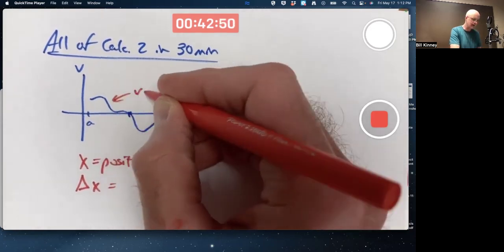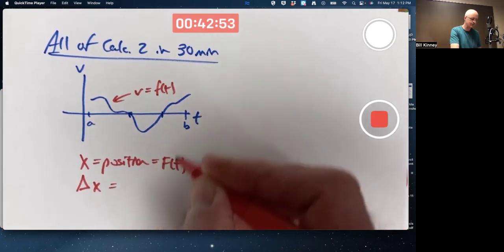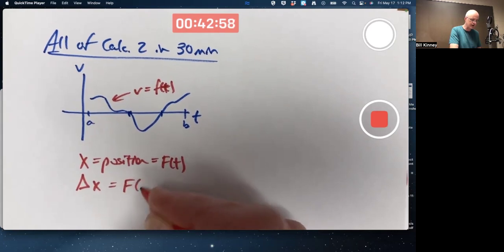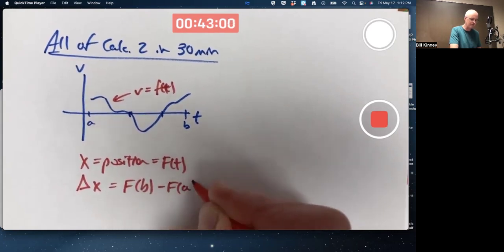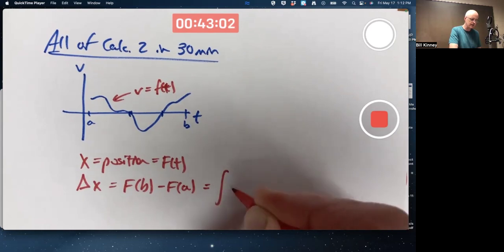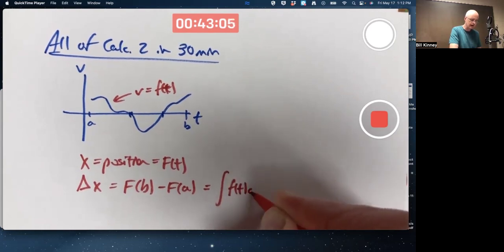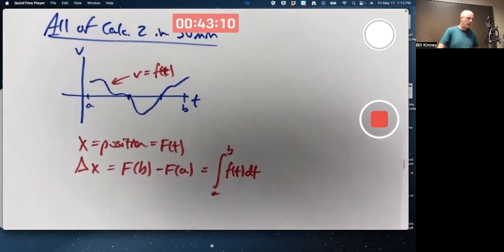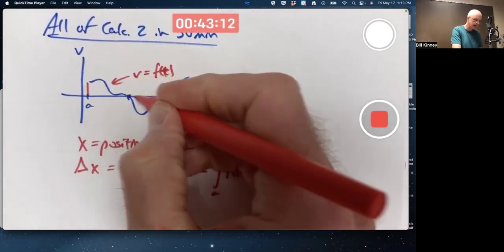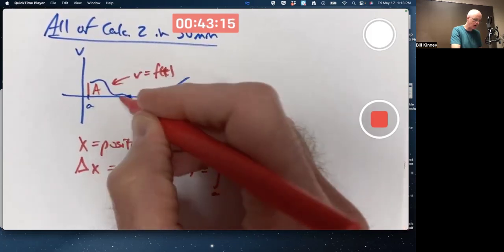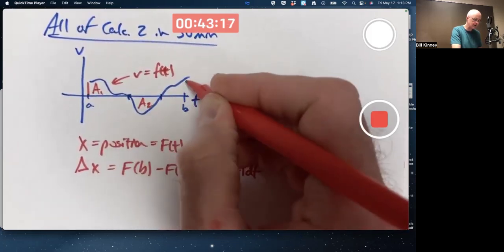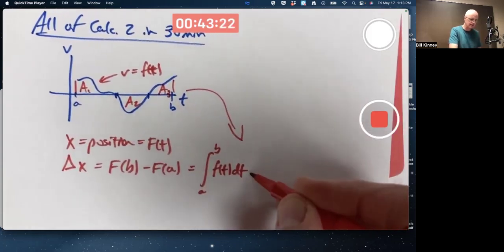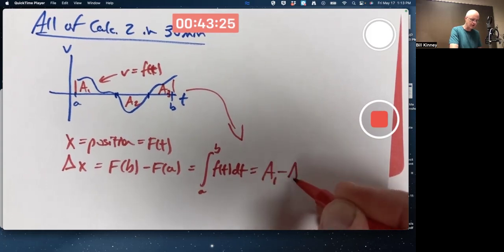Call this v equals little f of t. The change in position over this interval, which could also be written with the function notation as capital F of b minus capital F of a, is the integral of the velocity, little f of t, from a to b. And that will be, in terms of areas, if this area is A1, this area is A2, and this area is A3, for this picture at least, this equals A1 minus A2 plus A3.